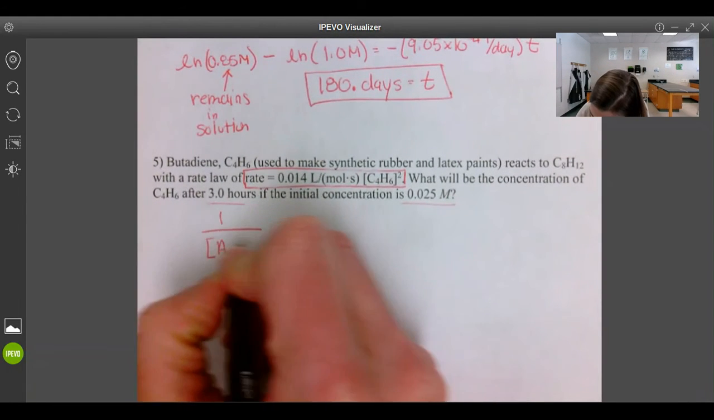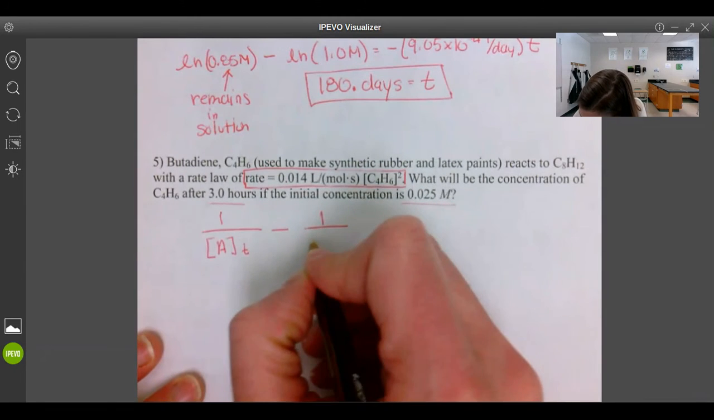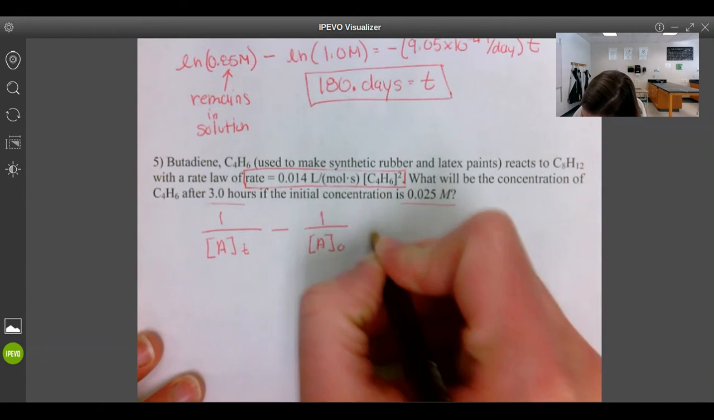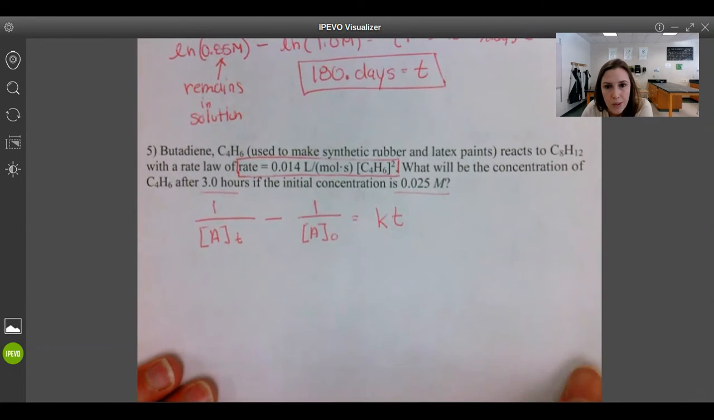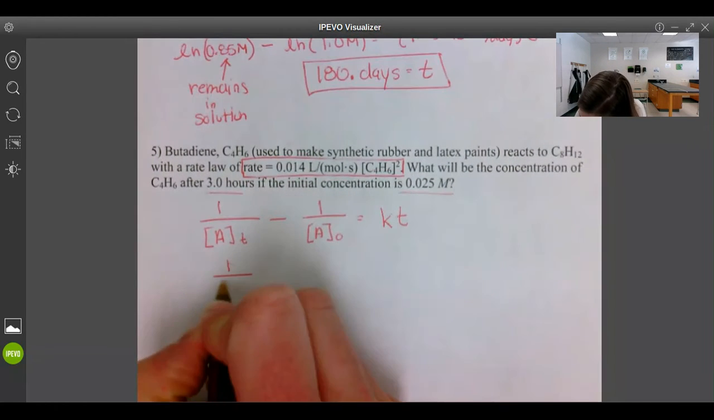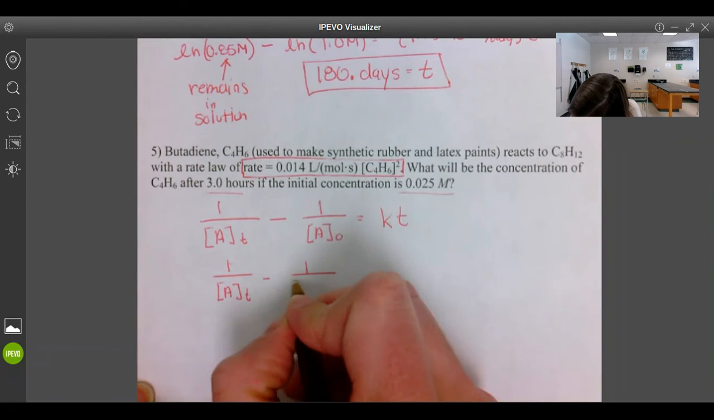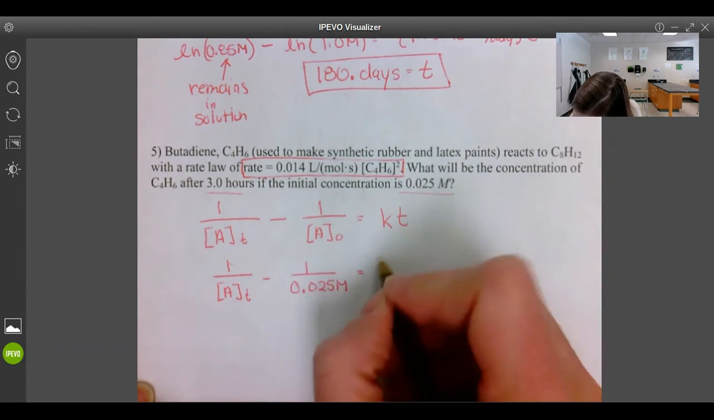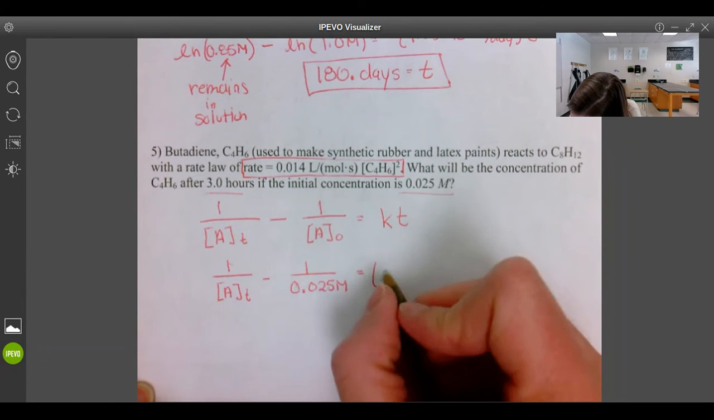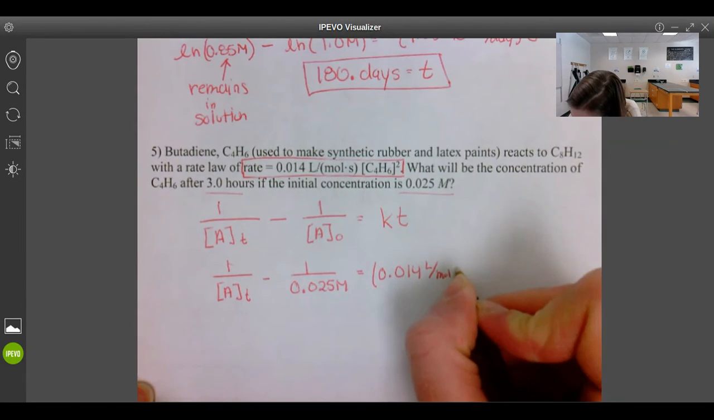So this is 1 over my final concentration minus 1 over my initial concentration. And then this is positive kt. So I'm looking for 1 over my final concentration, and I'm starting with 0.025 M. My rate constant was 0.014 liters per mole second.